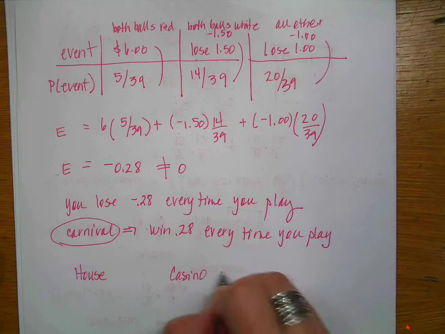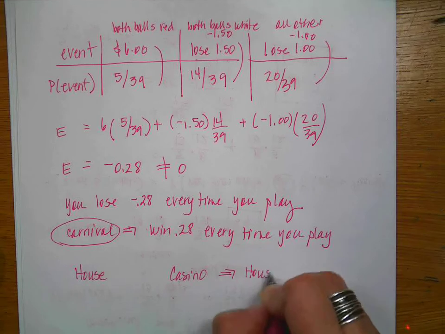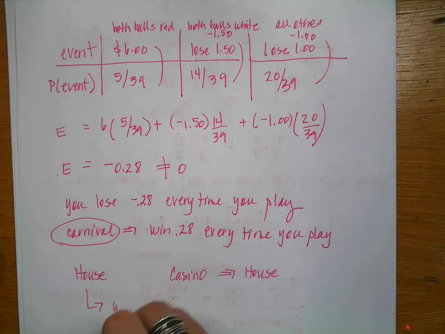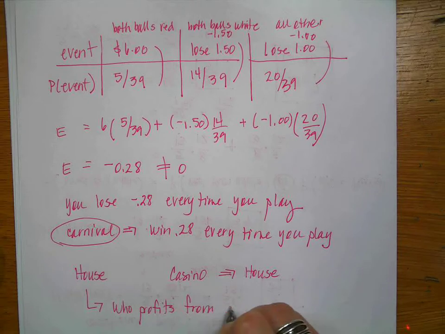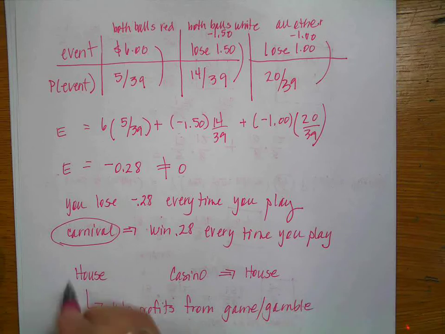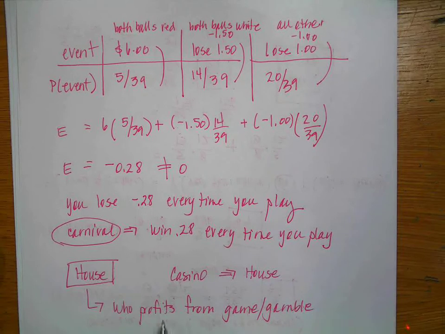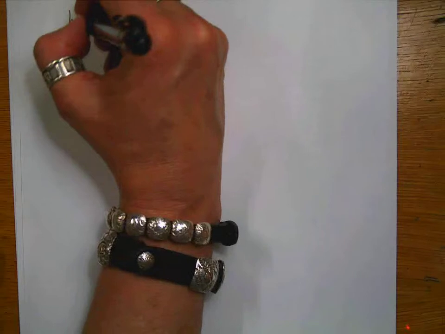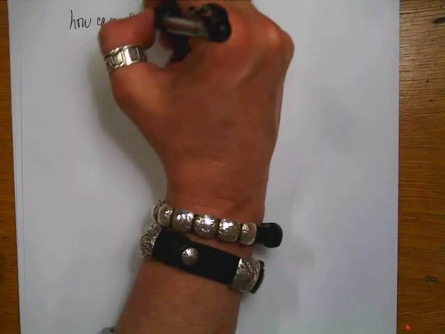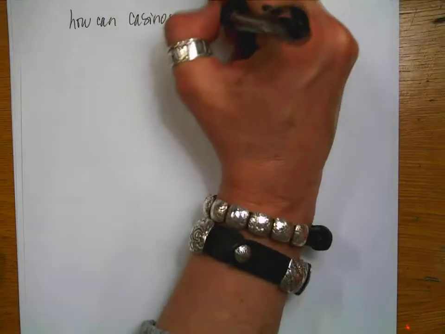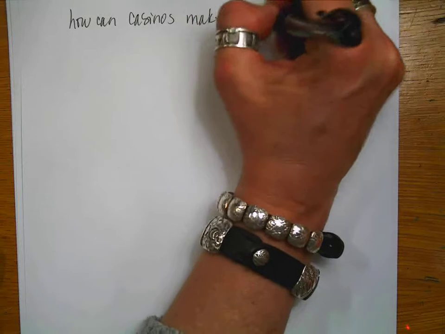One of the things that we want to talk about is the carnival is what we would call the house, or a casino is going to be called the house. That's who's going to profit from the game, or from the gamble, or however the situation is set up. So the house is always going to be who profits, okay? So the question is, how can casinos make money?